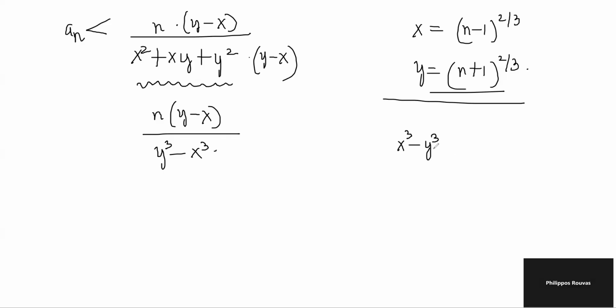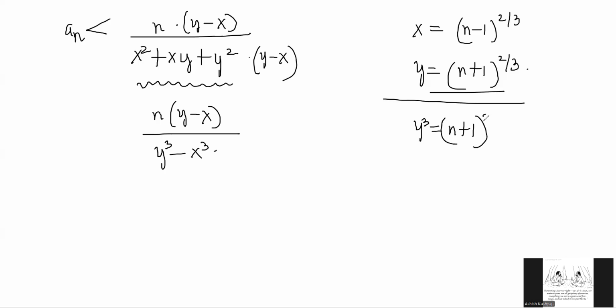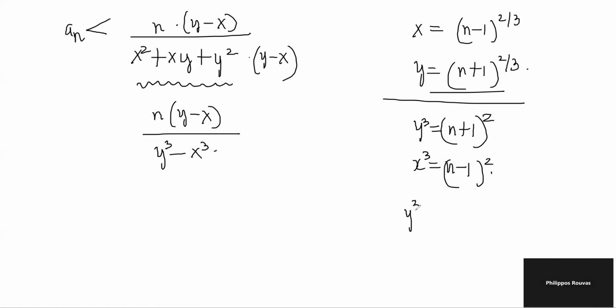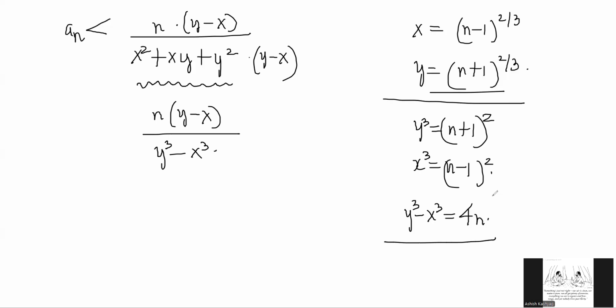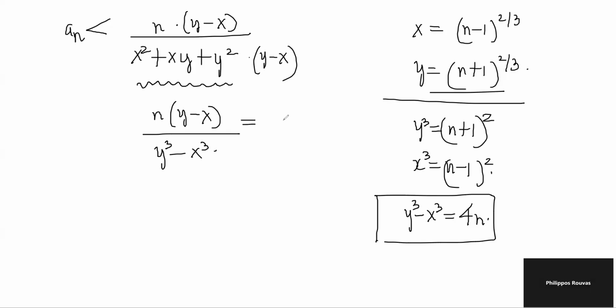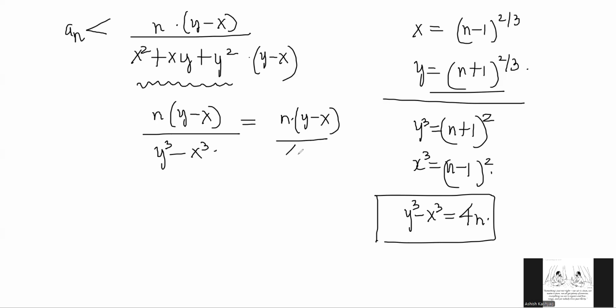Okay, great. So now think about it. Y cube and x cube are easy to figure out. Y cube is n plus 1 square and x cube is n minus 1 square, right? So y cube minus x cube is simple. That is equal to 4n, right? So this becomes n times y minus x divided by 4n.